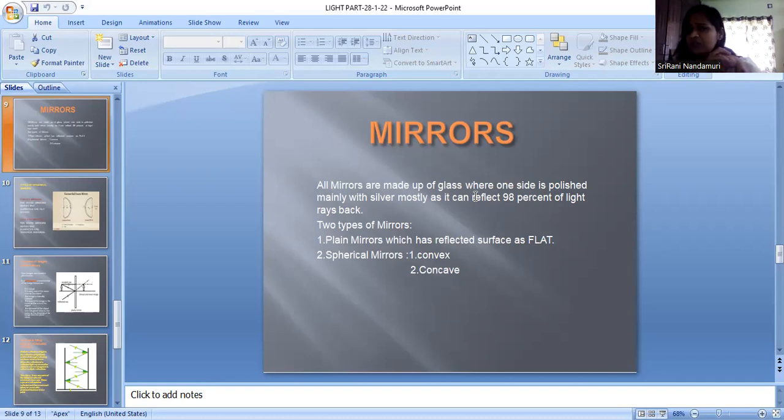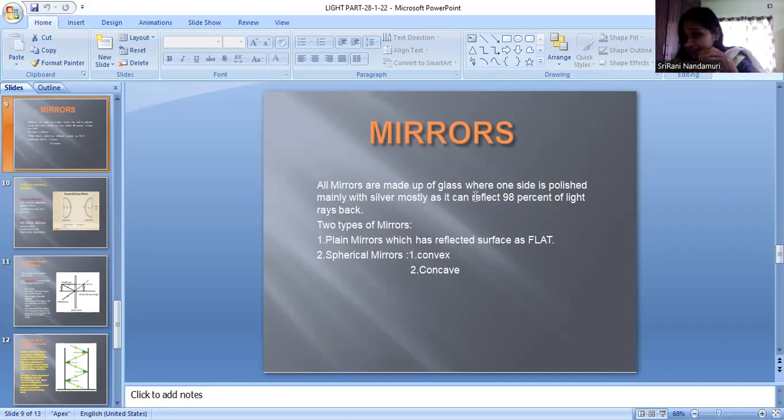So how can we classify the spherical mirrors and plane mirrors? By what basis have they been classified? This is a plane mirror, this is a spherical mirror, these are curved lines, these are the curved mirrors. Based upon the reflecting surface, we can classify these mirrors. This is the reflecting surface.